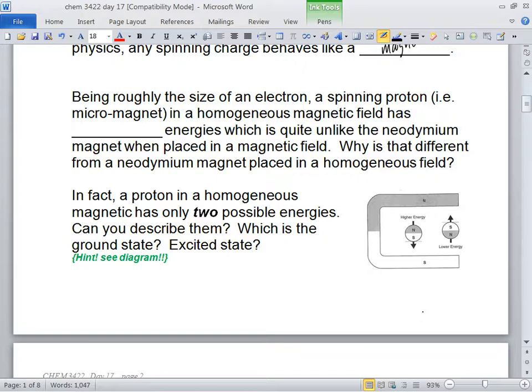So why is that different from a neodymium magnet? Well, geez, you can spin this as fast as you want. It can take on whatever energy it wants. Okay.